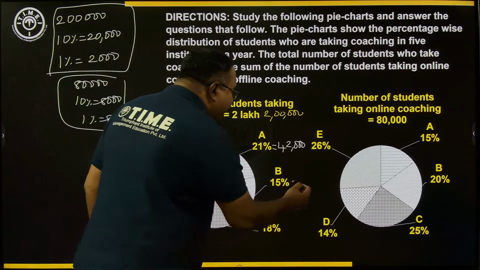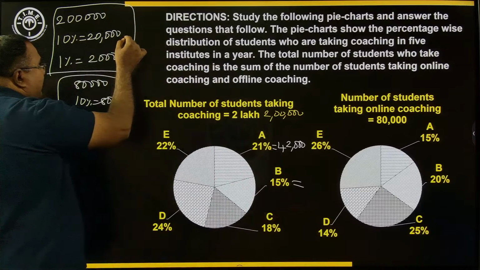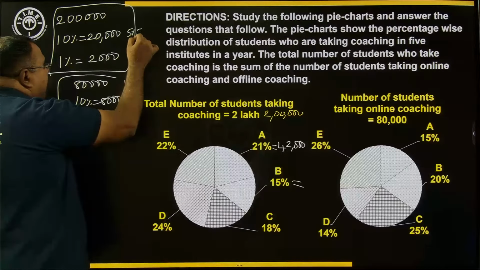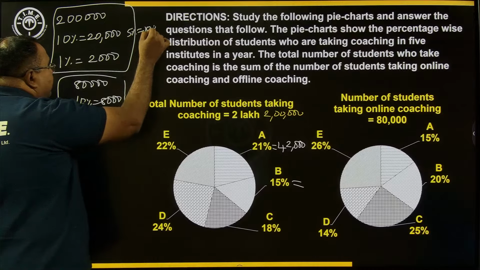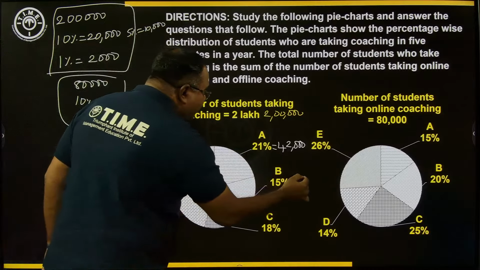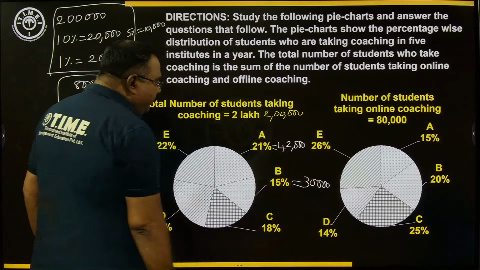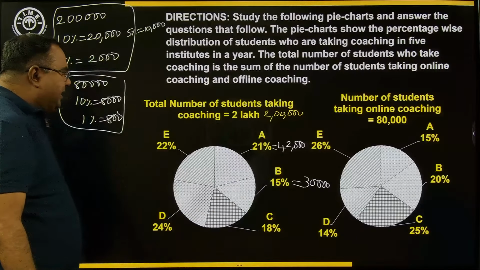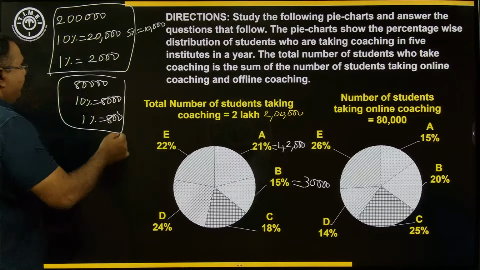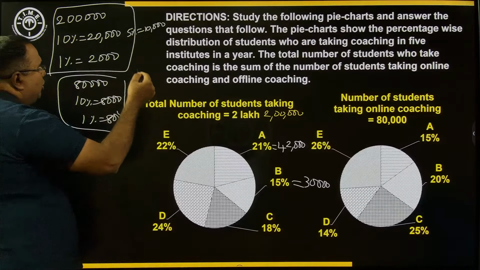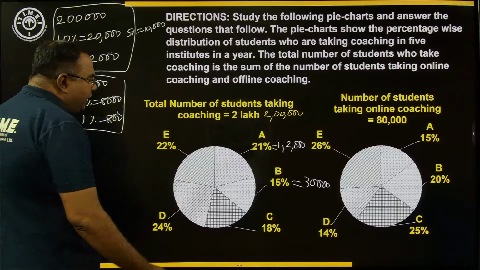B is 15%. Simple. 10% plus 5%. 5% is how much? Half of 10%. So, it is 10,000. 20 plus 10, it is 30,000. Look at this one. C is 18%. 18% would be 20%, 40,000 minus 2%. So, 40,000 minus 4, it is 36,000.